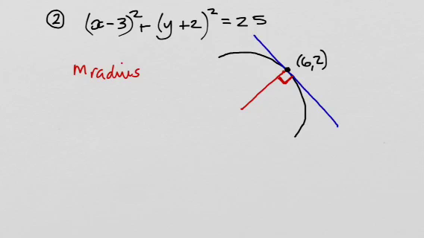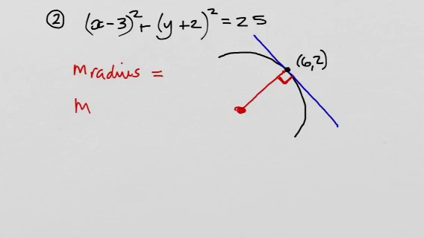How are we going to do that? We're going to have to find the centre first of all. Now we can get the centre quite easily. We know how to get the centre from this form of a circle equation. So get the centre, and use the centre and the point (6, 2) to get the gradient of the radius.